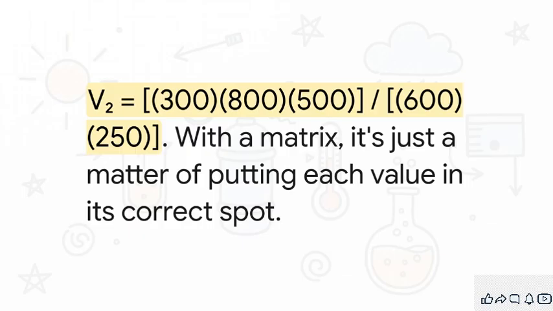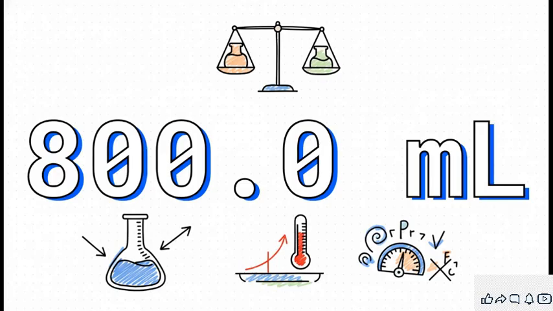We just rearrange our equation a little bit to solve for the thing we don't know, in this case, V2. And then we just plug in the numbers. That simple little table saves you from so many headaches. So you run the calculation. All the units cancel out nicely. And what do you get? 800.0 milliliters.